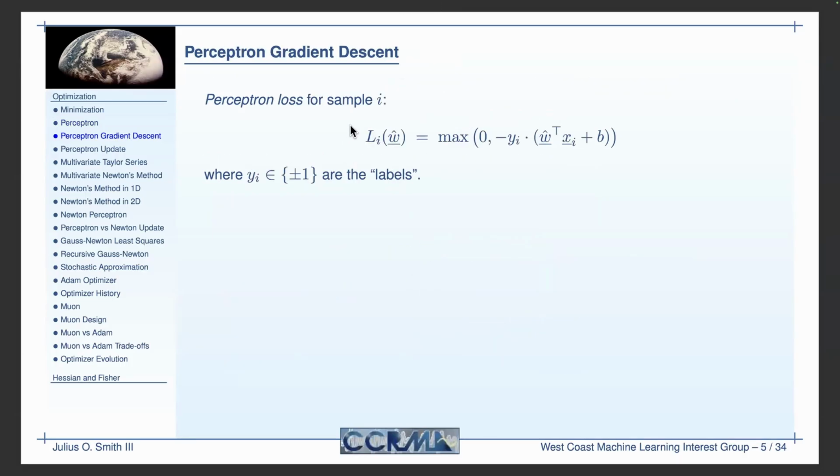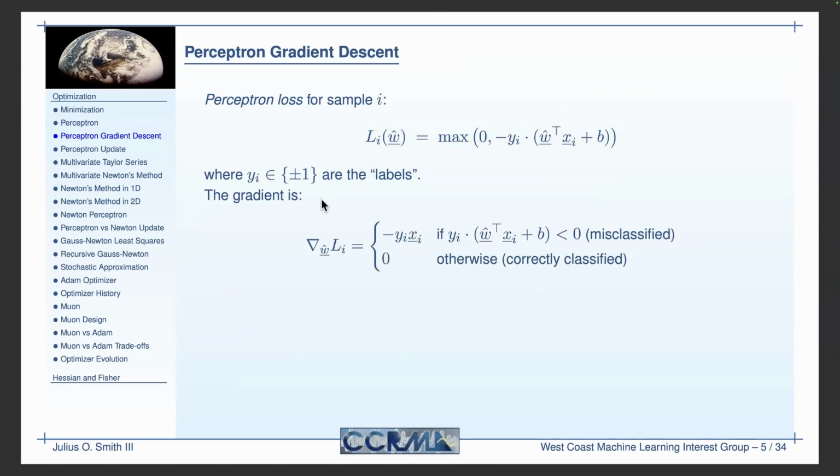Okay, so here again is the perceptron loss. And let's get the gradient. So like I said, minus y sub i x sub i if the label times the evaluation, or I want to say the pre-signum activation, is less than 0. So that's the misclassification. If it's classified correctly, the error is 0. Okay, so we've got a gradient, and we can now step in that direction, and it's really simple.